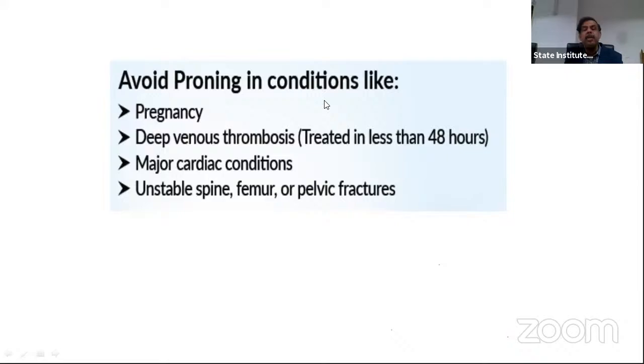Unstable femur or pelvic fracture, don't advise proning in this patient.